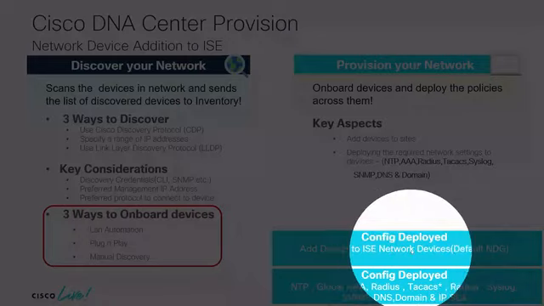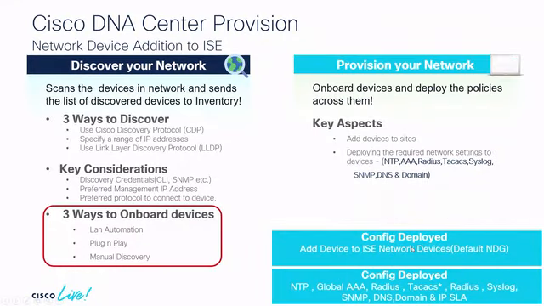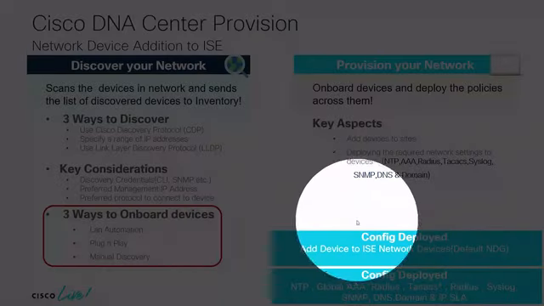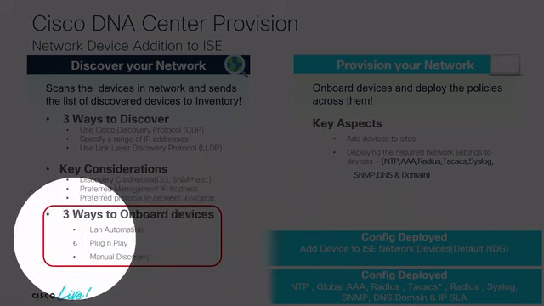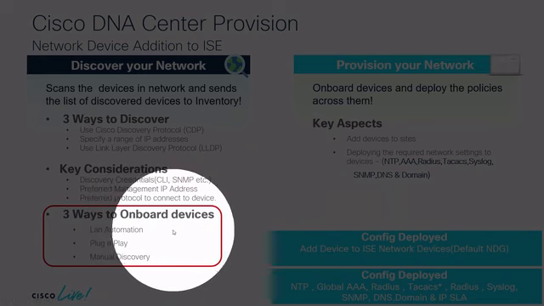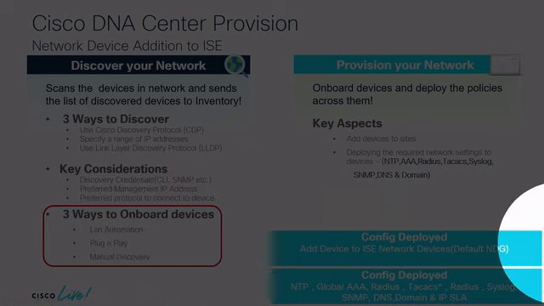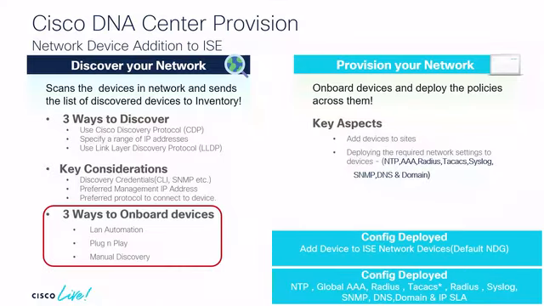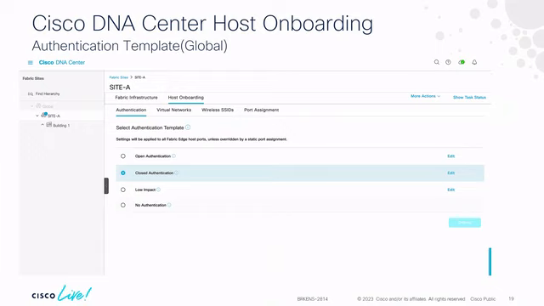Another thing it does is, today in a traditional network, if you have ISE, you have to log into ISE and add a device into the ISE database, right? Because if ISE has to manage the device, you have to add it manually. But DNAC does that for you at the back end. So the moment you discover devices through any of these onboarding processes, DNAC will automatically add the device into ISE, into the default NDG group, or the network device group. That's all taken care of at the back end, right? You don't have to log into ISE to add a device.